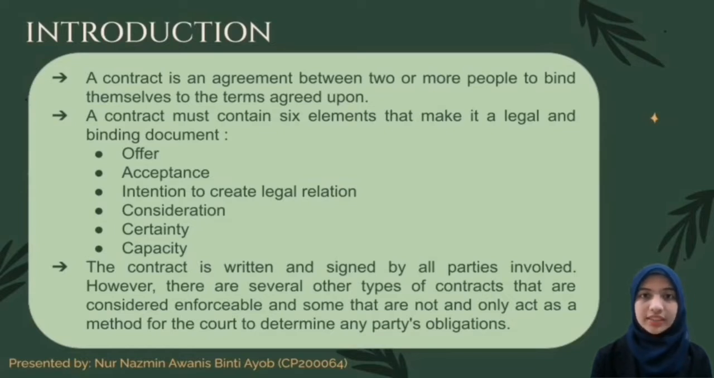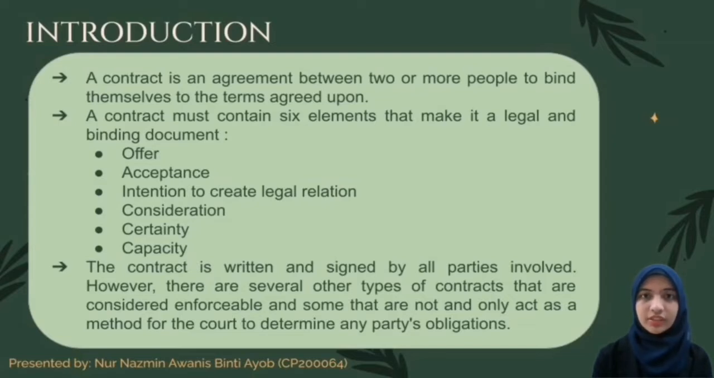First, offer. An offer that particularly details exactly what will be provided. Second, acceptance. The other party agrees to the offer made. Third, intention to create legal relation, legally enforceable terms and conditions. Fourth, consideration. Between the parties, they must give in writing or something of value according to the promise. Fifth, certainty. Both parties intend to keep their promise. And the last one is capacity. The parties' capacity in terms of age and mental ability.